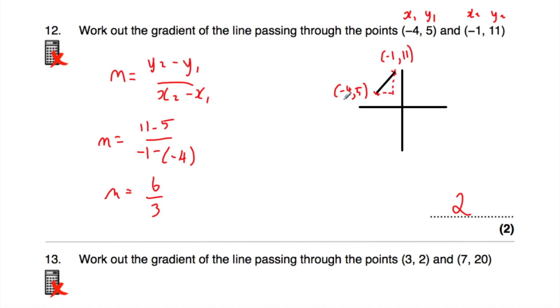For the run, we're going from -4 to -1, so we're going to cross 3, so the run would be 3. In terms of the rise, we're going from a height of 5 up to a height of 11, so the rise would be 6. Then we would just do the rise divided by the run, 6 divided by 3, and that's equal to 2. So that would work as well. Some people just like to use the formula, and some people like to do a sketch, and that's it.